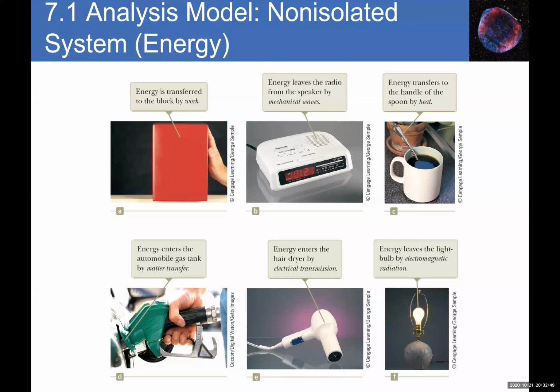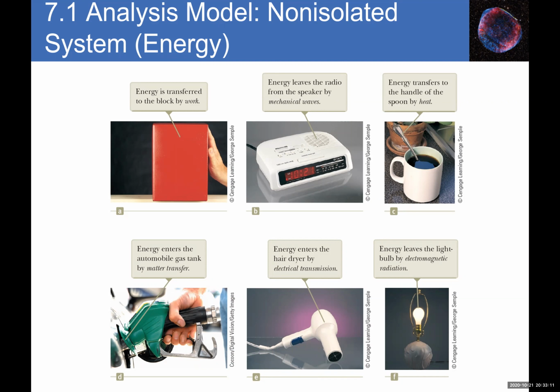Look at an example of matter transfer. Energy enters the automobile gas tank by matter transfer. Gasoline has chemical energy, and inside your car you do chemical reactions, which extract that chemical energy into mechanical energy, which then allows your car to move.